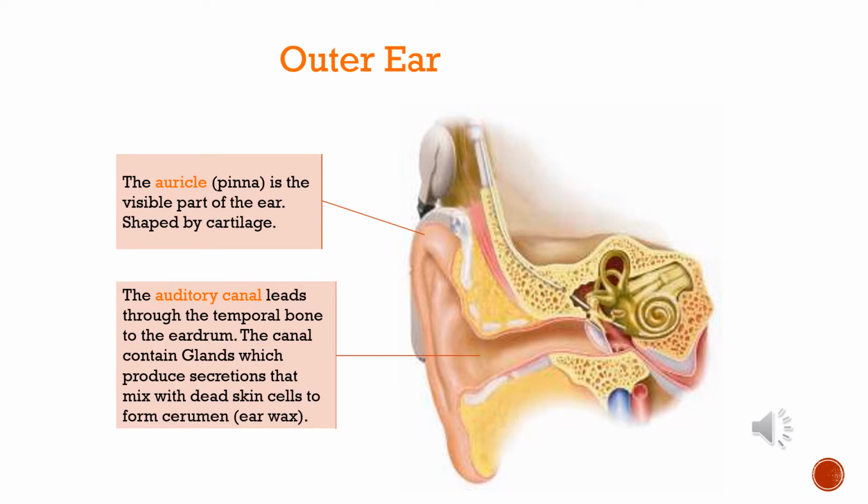The auditory canal leads up to the eardrum via the temporal bone. The external acoustic meatus is the opening of the auditory canal to the outside of the body. The canal contains glands which produce secretions that combine with dead skin cells to form cerumen or earwax. Cerumen waterproofs the canal and traps soil and bacteria as well.